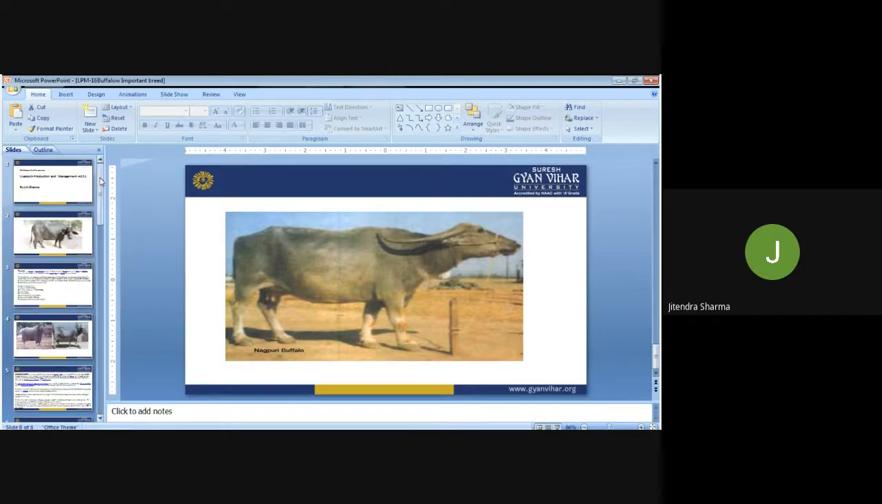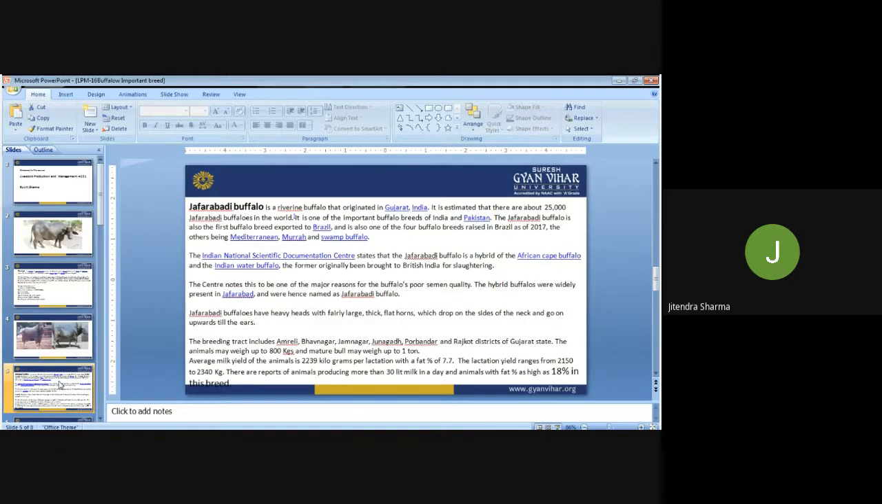Out of these seven breeds, these four or five breeds are generally domesticated by the dairy owners. But a huge number of nondescript breeds, or mixtures of these breeds, are also available in the country. I would like to tell something about the Jafrabadi buffalo in more detail. The Indian National Scientific Document states that the Jafrabadi buffalo is a hybrid of the African Cape buffalo. This is one of the most important pieces of information about it. The milk fat is as high as 18%, and practically we find it is 20% in some cases.